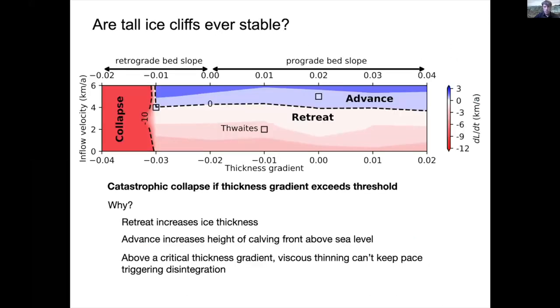Now, the last thing that I want to show you is a fairly complicated graph. The question we were really interested in is, these simulations are all done for flat beds and constant surface slope that would then evolve. The next thing I'm going to show you is what we did when we swept out the parameter space of the inflow velocity, essentially how much ice is being shoved in from upstream, and changing the bed slope, or equivalently the thickness gradient.